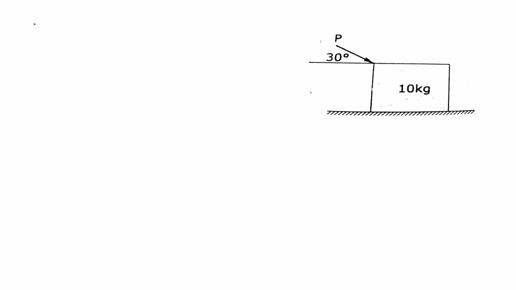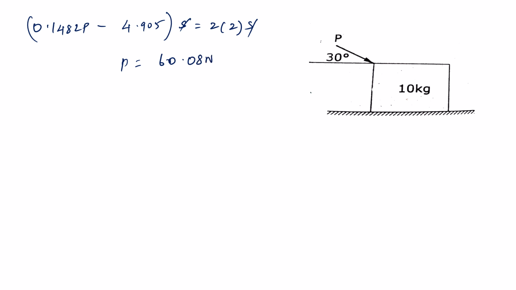So it will be (0.1482p minus 4.905) S is equal to 2as. Here a is going to be 2, and this is s. So s and s get cancelled, and I am left with this, so I can arrange this, and it will be 60.08 newtons. So this is the second method.